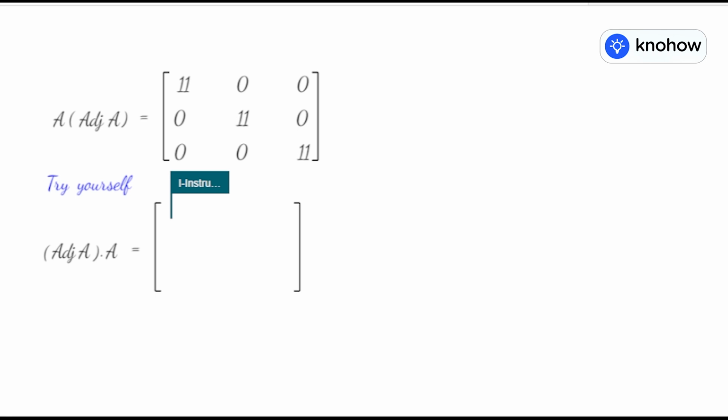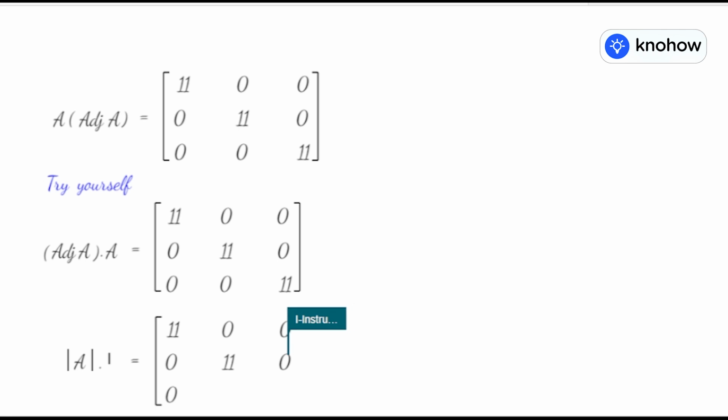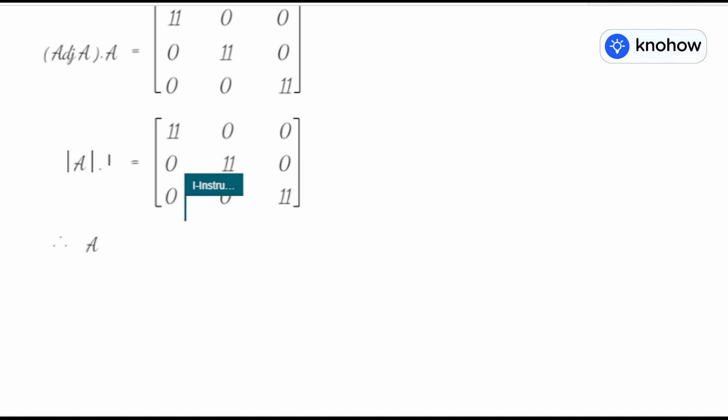And we have already proved that the value of determinant A into identity matrix is also the same 11, 0, 0, 0, 11, 0, 0, 0, 11. So we can conclude now, that for the given matrix, the A into adjoint A is equal to adjoint A into A, and same is equal to determinant A into I, and hence the result.